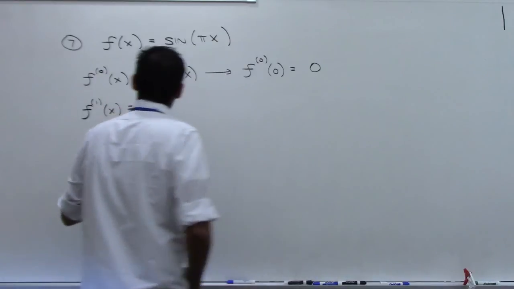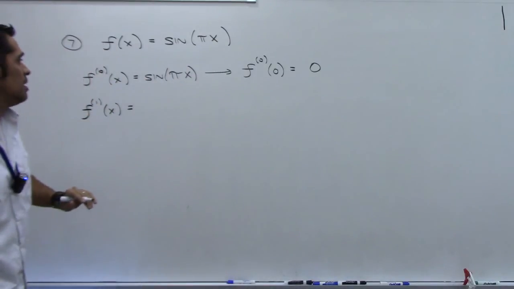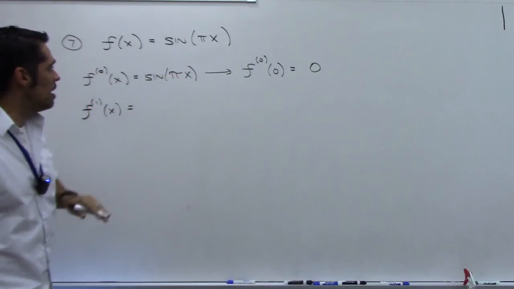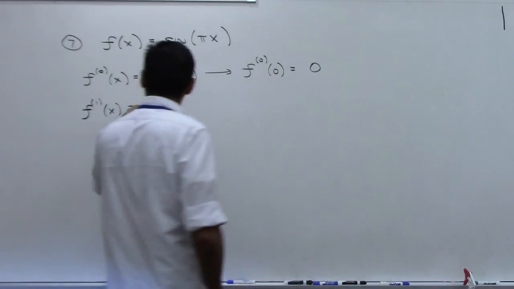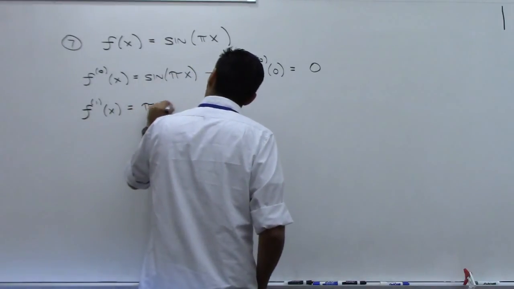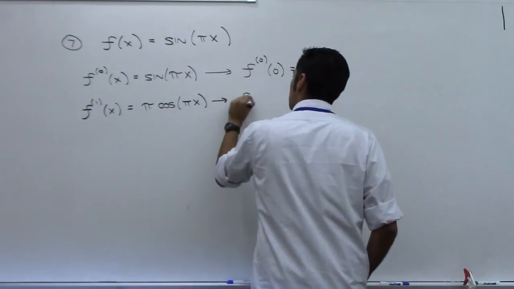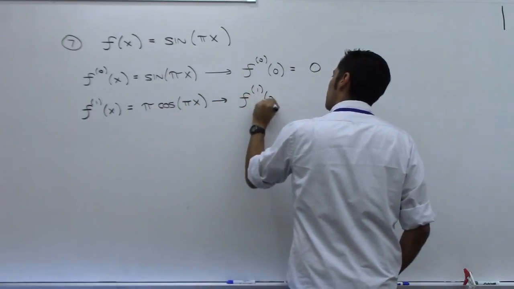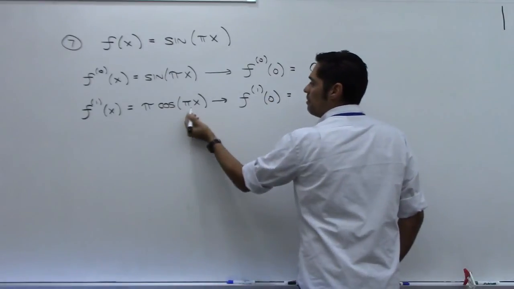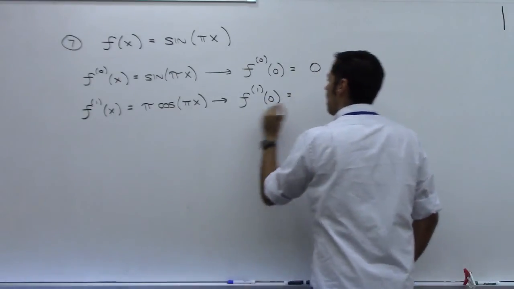First derivative of this, well, derivative of sine of something is cosine of it, but then the derivative of the inside here would be pi. So I'm going to get pi cosine of pi x. And now when I do the first derivative at 0, cosine of 0 is 1, but then times pi, so I have pi.